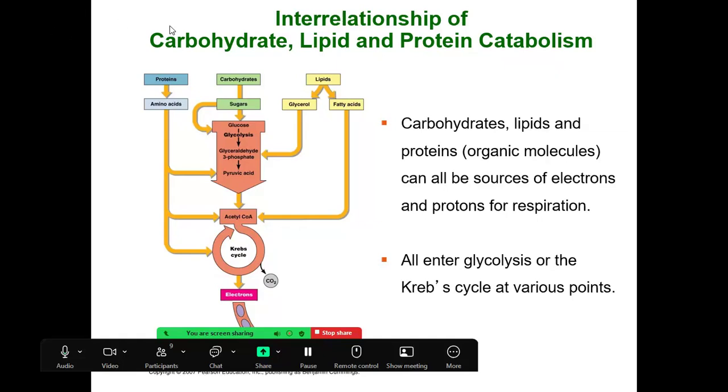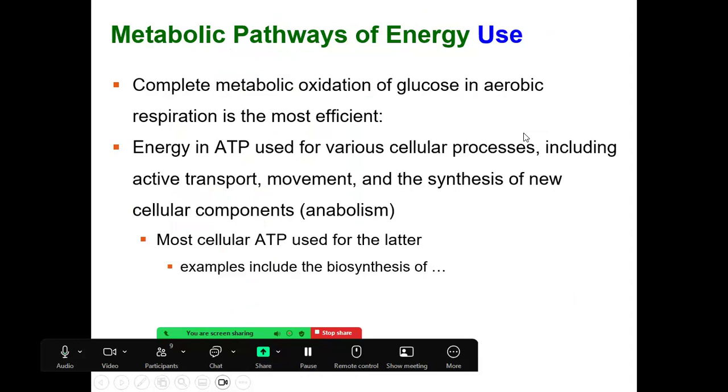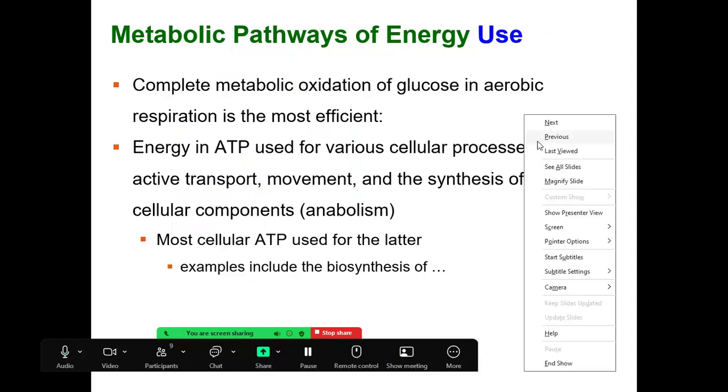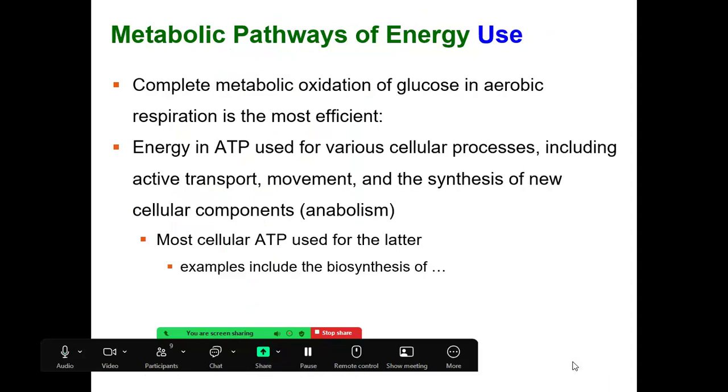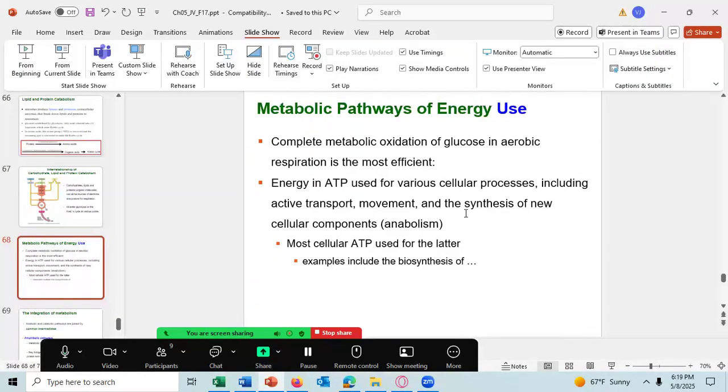I don't know where a marathon runner would start digesting the protein. It may depend on what the amino acid is. But the point is, if you eat a whole high protein diet, you can burn the proteins and make ATP from digesting the proteins. So the complete metabolic oxidation of glucose in aerobic respiration is the most efficient way for making ATP, but energy from ATP can be made in other ways.